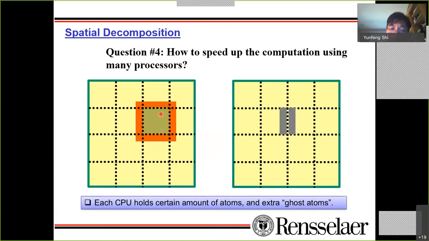Every processor has no responsibility of updating the ghost atom position using the kinematic equation. The ghost atom's force is not calculated whatsoever. It will only be updated through communication. Okay, so through the idea of spatial decomposition and ghost atom, we can use parallel computing to help speed up molecular dynamics simulations.